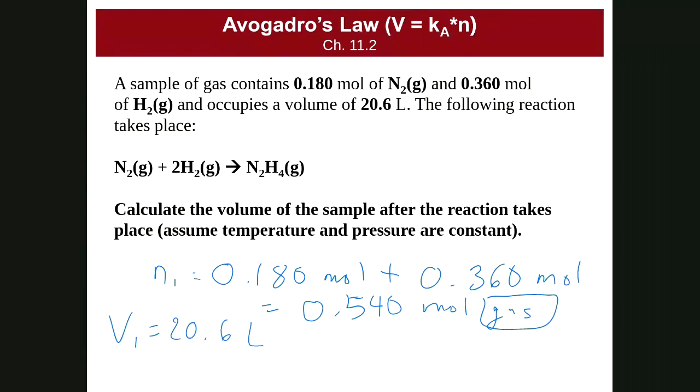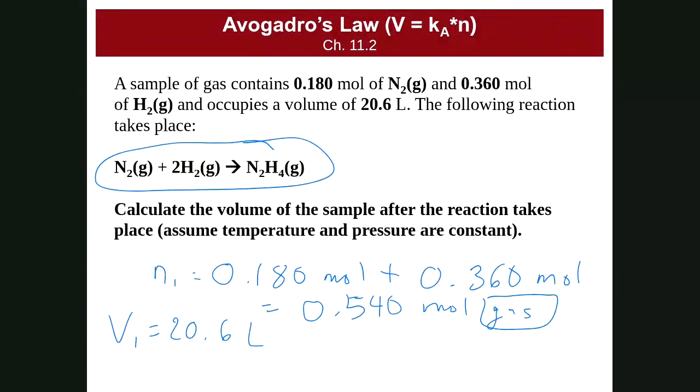The following reaction takes place, and we're going to calculate the volume after the reaction takes place, and we're going to assume temperature and pressure are constant. So this one is kind of tricky. This is a lot harder than the previous examples because this one is actually going to involve stoichiometry. So they gave us a number of moles of each of our species. So we have to find out which one is the limiting reactant.